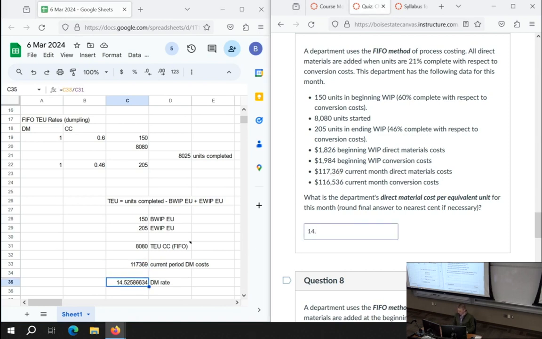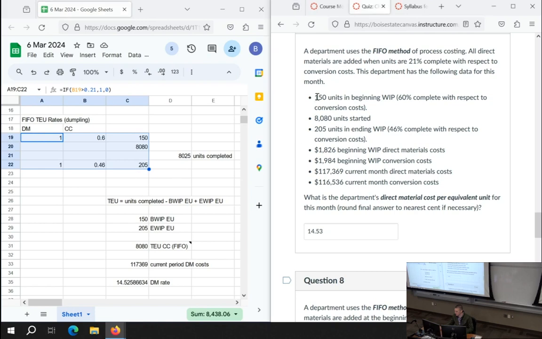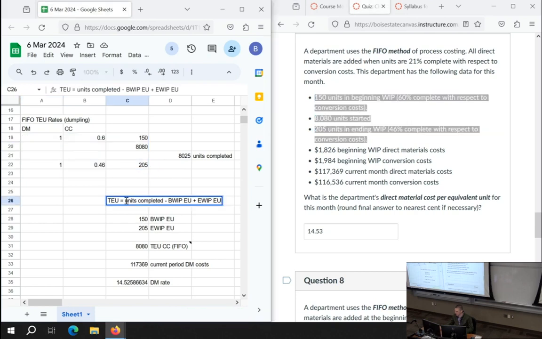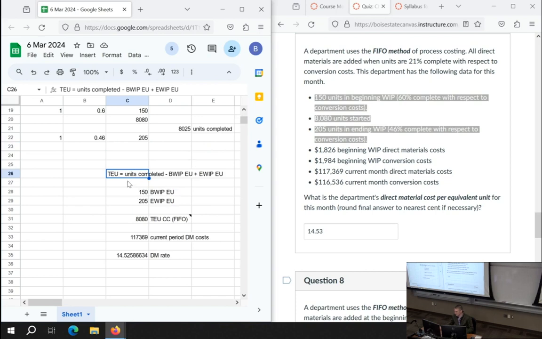We should have 14.53 at rounds 2. Direct materials dollars per equivalent unit. All right. So I'll just go through real quick. I figured units completed. I wrote down all the information first of all from here. And then I really cheated and copied over all my stuff from above, but I double checked it. Make sure it still was working.